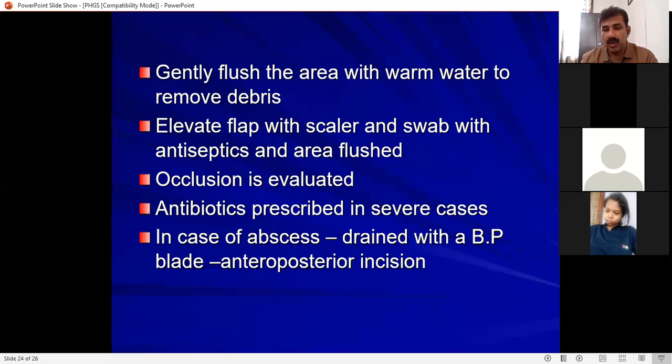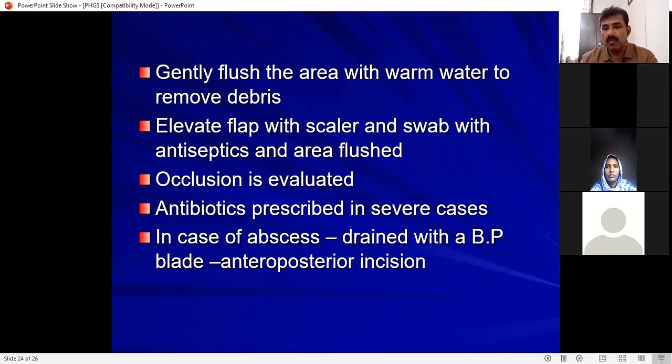You know what is the reason why you have to put an incision in the anteroposterior direction? Because you are mostly dealing with the mandibular third molar area, and there is a nerve immediately distal to that mandibular third molar area. So if you are putting a buccolingual incision, there is always a chance that you are severing or cutting that nerve. So always you have to put an incision in the anteroposterior dimension when draining a pericoronal abscess.